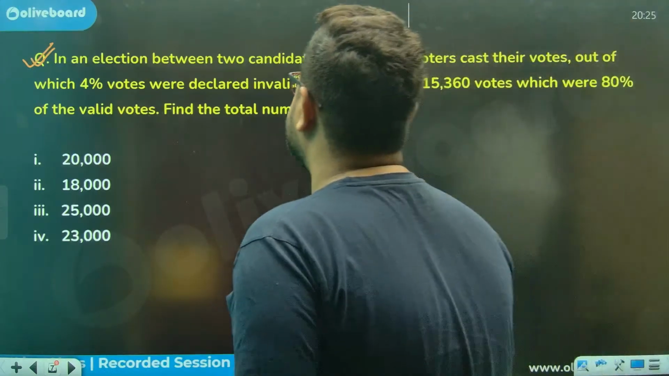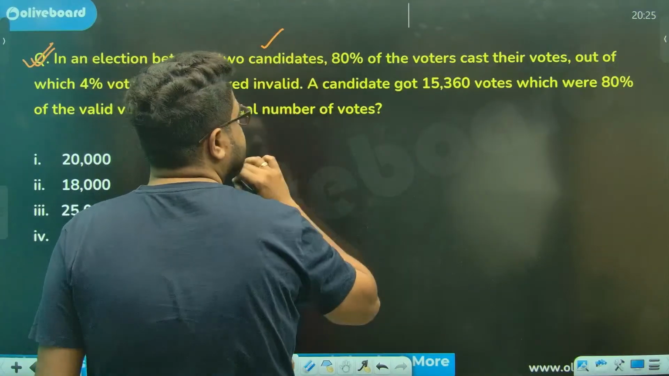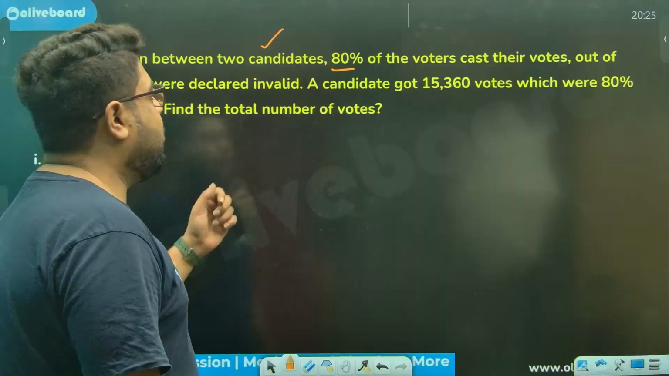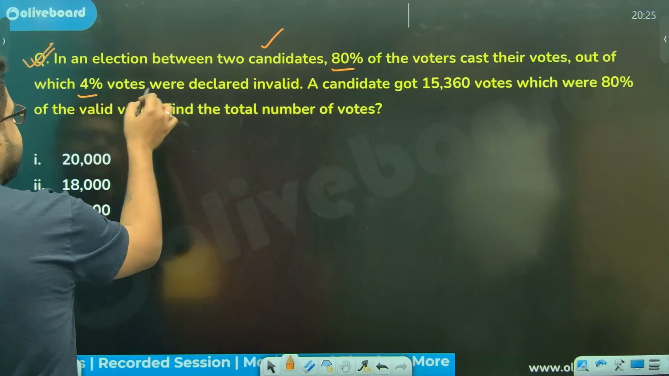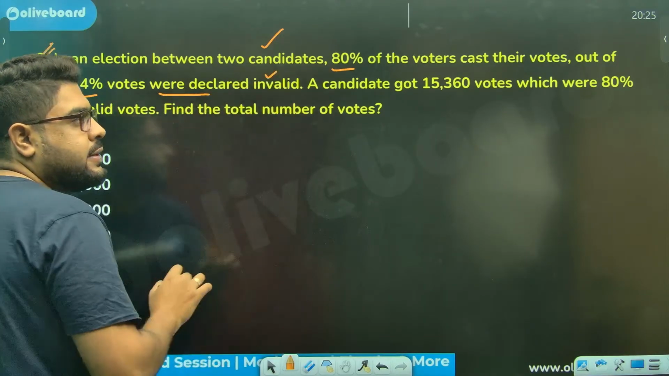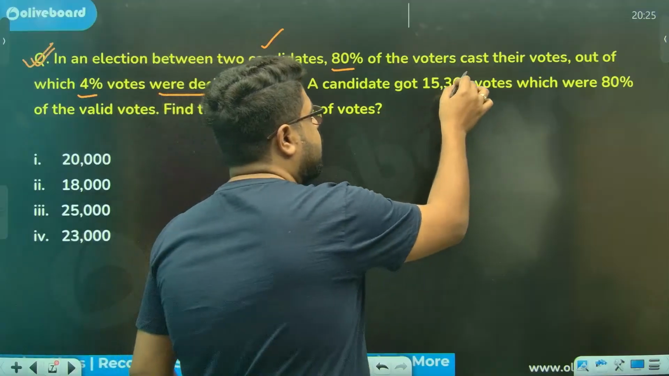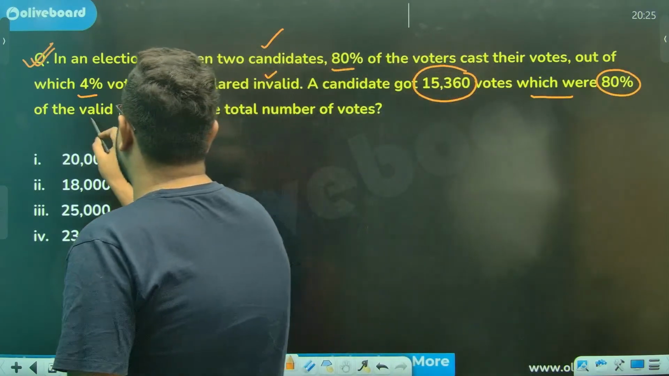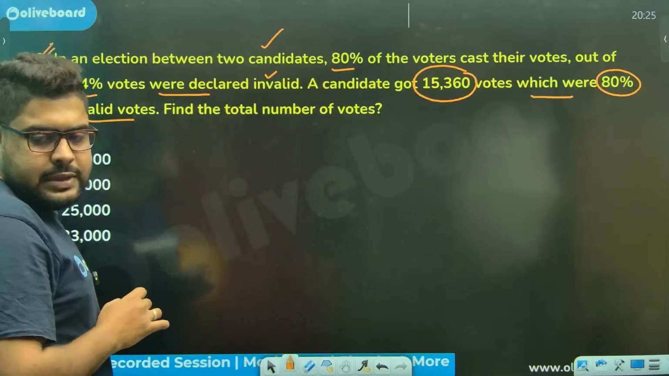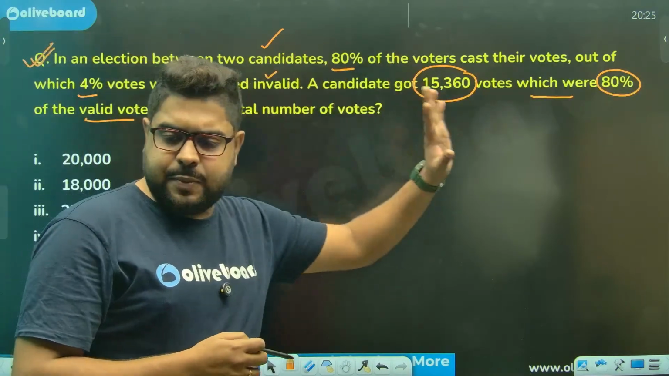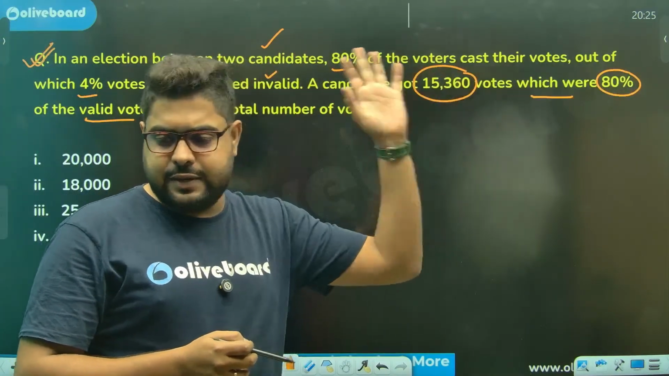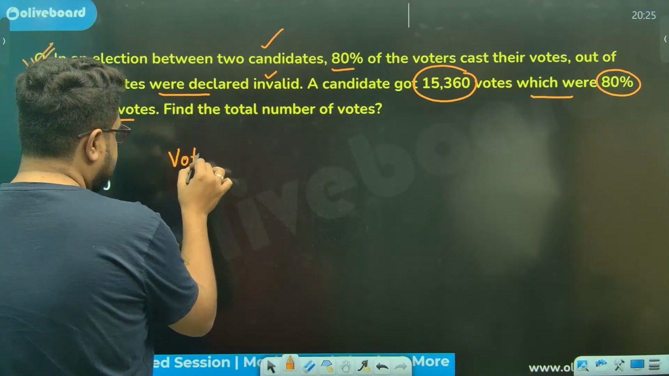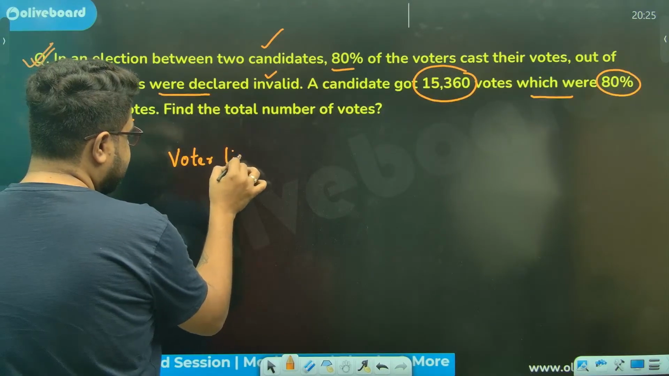In an election between two candidates, 80% of the voters cast their vote, out of which 4% were declared invalid. A candidate got this many votes, which were 80% of the valid votes. Find the total. Understand the election process, this will be true for each and every question. There is a total voter list.